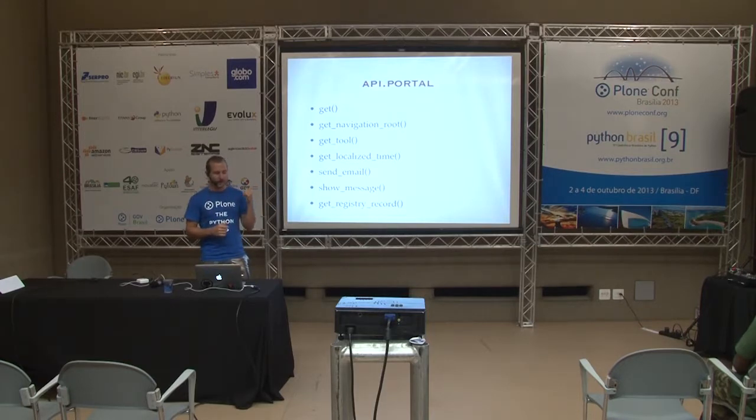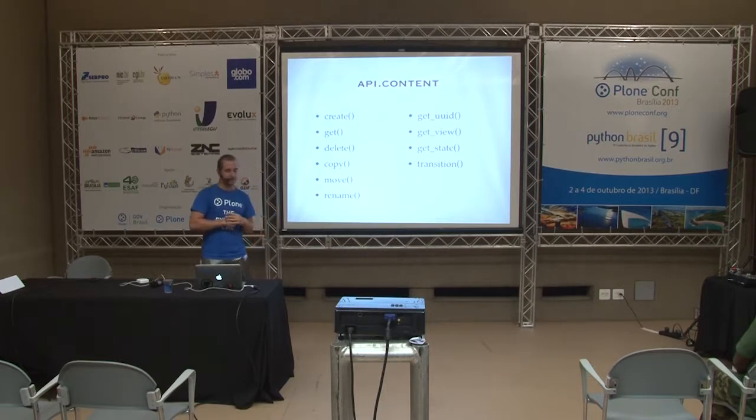And then we have get registry record and set registry record, with which you can manage the plone.app.registry records. So you don't have to, again, import IRegistry from plone.app.registry and then an annotation interface. You just use this and just give me that record as a string, and you're gonna get it back. You lose like, I think, 3 or 4 lines of importing.